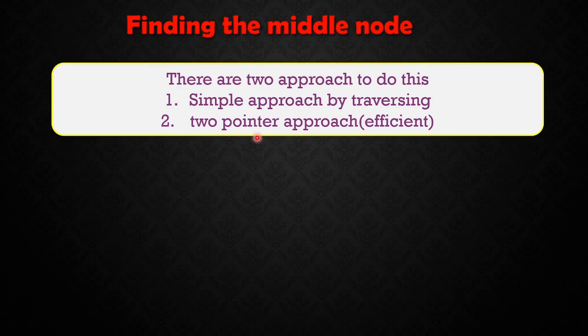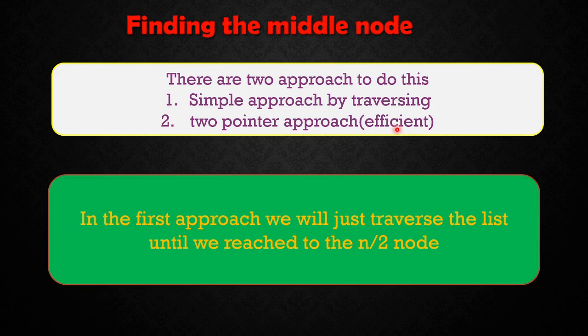The second approach is called the two-pointer approach, which is the efficient one. In the two-pointer approach, we will have two pointers, and with the help of those two pointers we will be able to find the middle node. We'll discuss this approach in the later part of this video. So coming back to the first approach once again, we just need to traverse the list until we reach the n by 2th node. First we need to determine the size of the linked list, and then we go to the n by 2th node to get the middle node.